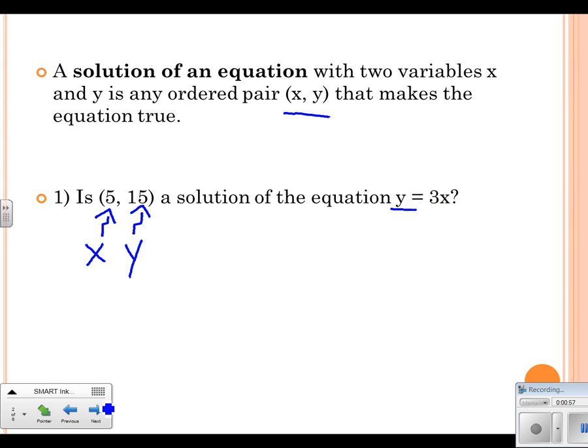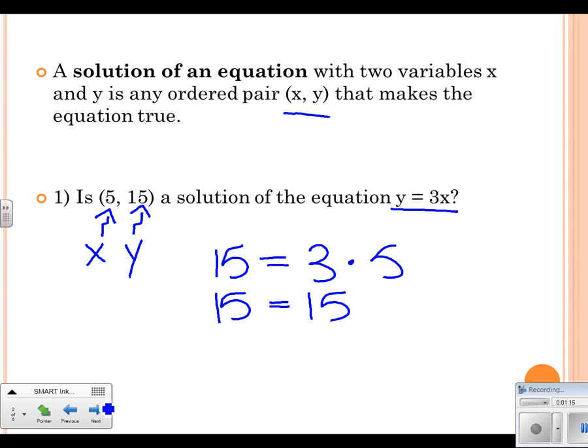So we're going to see if it works in our equation over here. Y, which we're saying is 15, equals 3 times x, which is 5. We have 15 is the same as 15, which makes this true. So yes, the ordered pair 5, 15 is a solution.